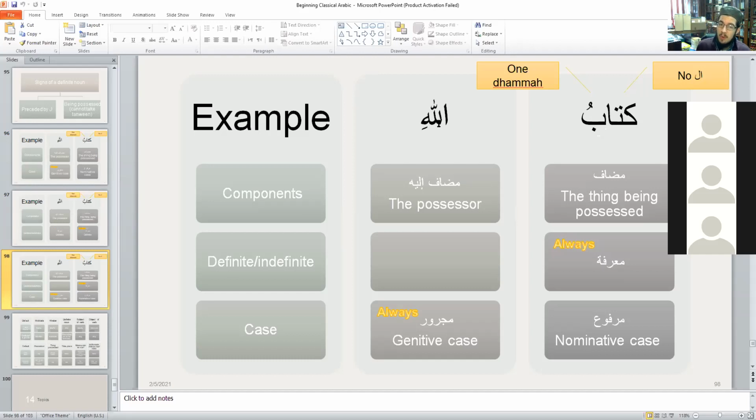As for the second word, the mudaf ilayh, the possessor, the thing that is fixed and certain about this word is that it is in the genitive case. It is majroor, and that is demonstrated in this case by a kasra. Kitabullahi. It will never be kitabullahu. It will never be kitabullaha. It will always, always, always have a kasra.